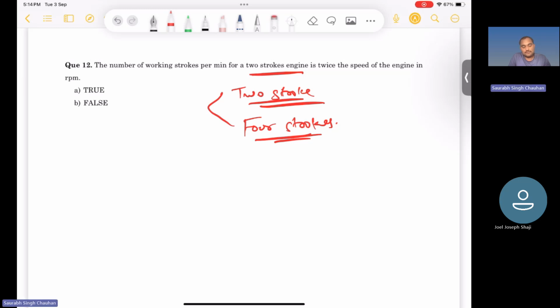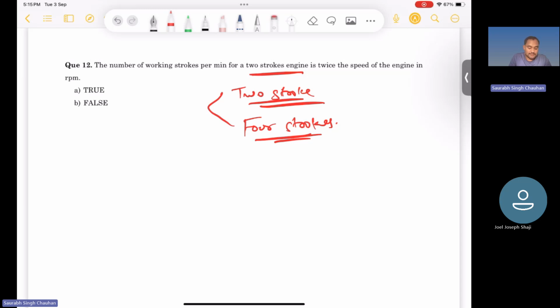For example, in your lawn mowers, the grass cutters, those that work on petrol engines, they were basically two-stroke engines. They were light, but they were not giving that much fuel efficiency. So now we have shifted to four-stroke engines.